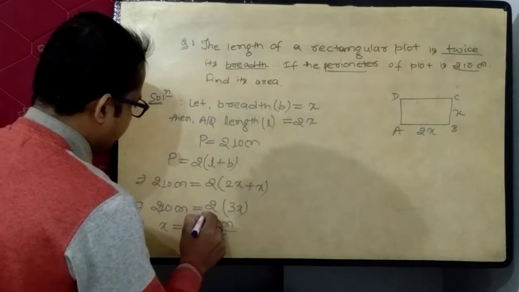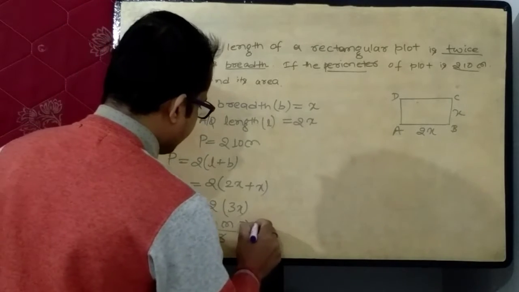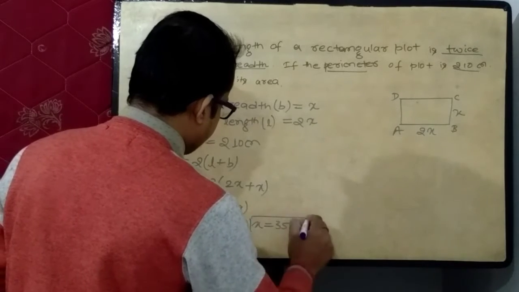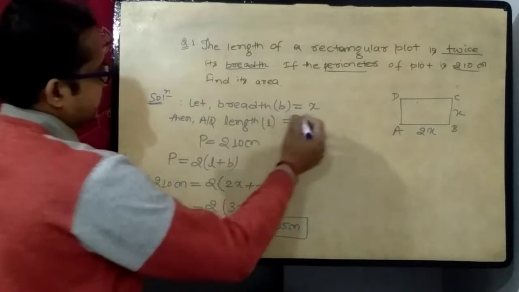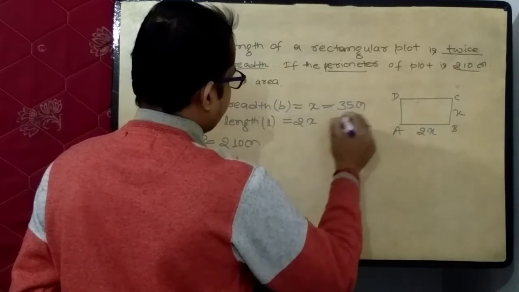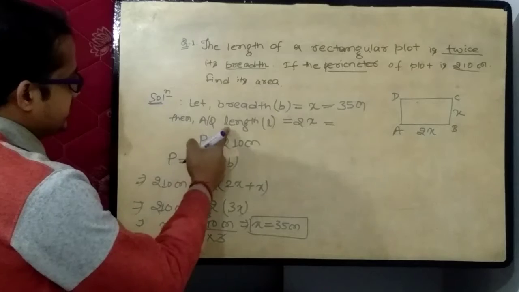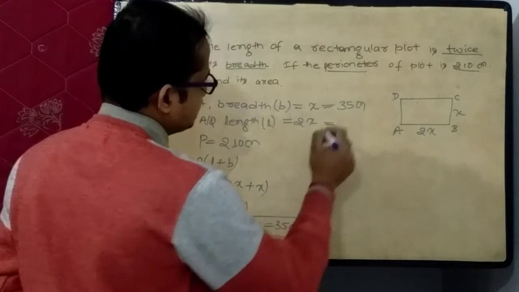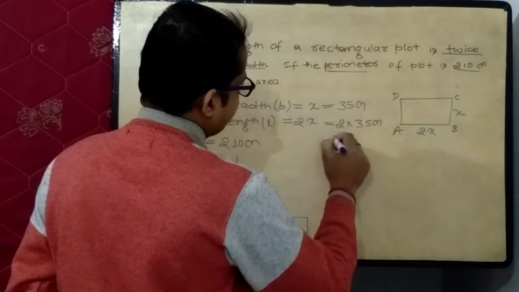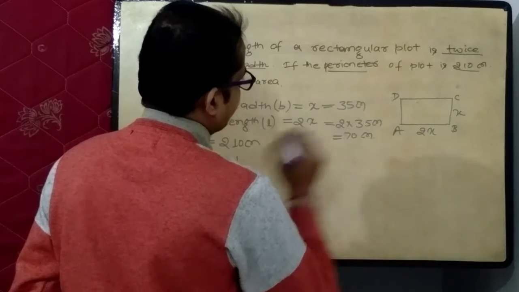So what will you get? You will get x equals to 35 meter. So x is what? Breadth. This is 35 meter and L is what? Length, that is equal to twice x. So 2 into 35 meter, it means 70 meter.